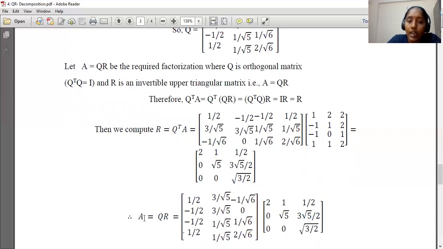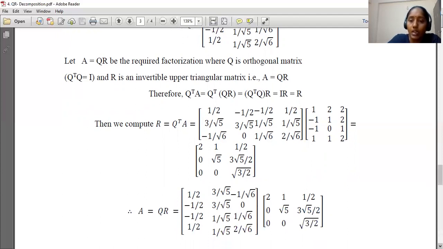So A can be expressed as Q into R, where Q is an orthogonal matrix having orthonormal vectors, and R is an upper triangular matrix.